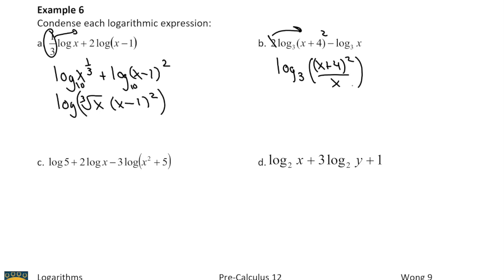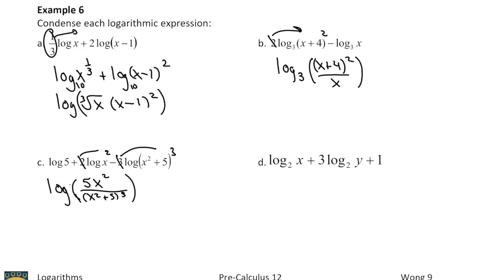Okay, part C. This 3 can go up top here. Log, and then let's see what we have here. We have a 5. Oh, that 2 can go up top here. And so you would say something like this: 5x squared over x squared plus 5 cubed. Make sure the bracket goes over the whole part of that, and that seems good.